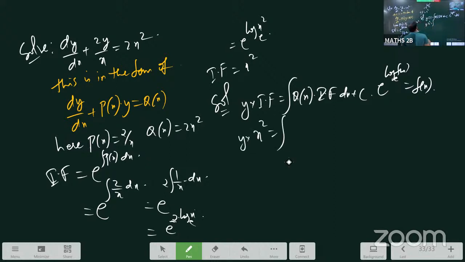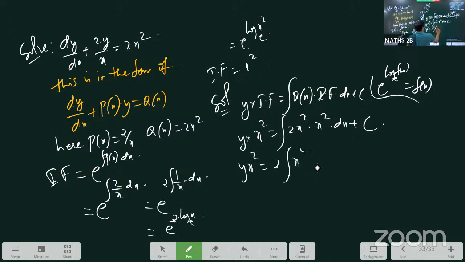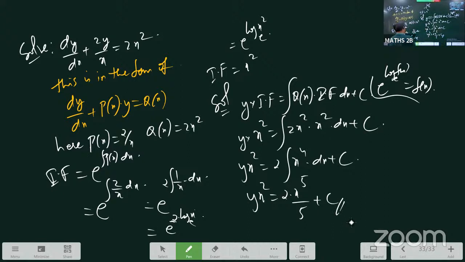Now what is q of x? 2x squared. Again x squared into dx plus c. That is y x squared equal to 2 outside, integration of x power 4 dx plus c. So y x squared equal to 2 into x power 5 by 5 plus c. So that is your complete simplification of your answer. Is it clear, everybody? Right.